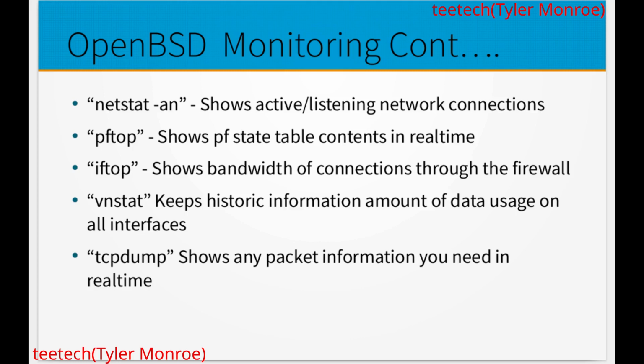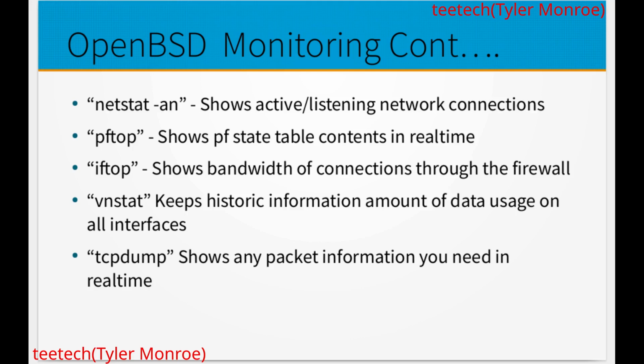Another one is pftop. This is kind of like top, but instead of resource usage for your CPU and RAM, this shows your state table in real time. It's very good to see what connections are going through the firewall in real time, as far as the port numbers, how long they've been alive, how many packets they've sent, and things like that. It's very helpful. Another thing for keeping track of your overall data usage is vnstat, and that keeps historic information about the data usage on all interfaces. So that is helpful.